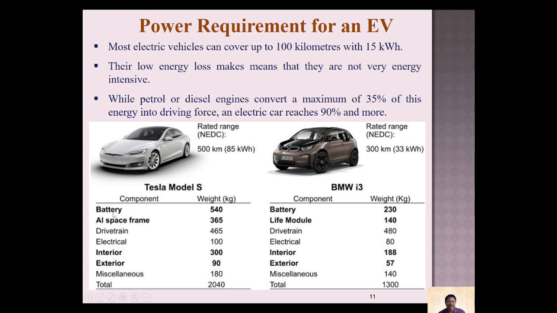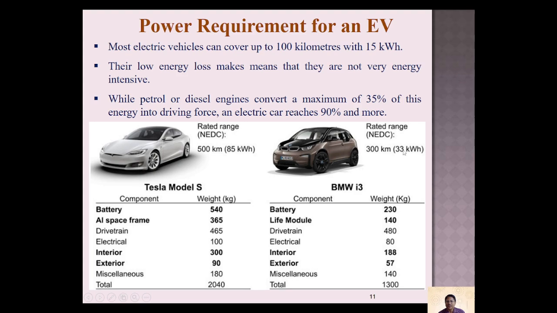Now the weight. The Tesla battery weighs 540 kg, while for the BMW this battery is only 230 kg. The aluminum space frame weighs 365 kg, but the BMW i3 model has 140 kg. Likewise, the Tesla Model S in total weighs 2040 kg, but the BMW i3 has 1300 kg.